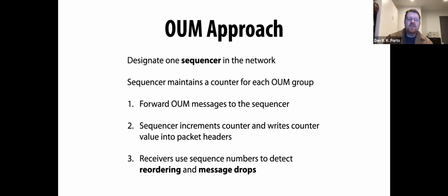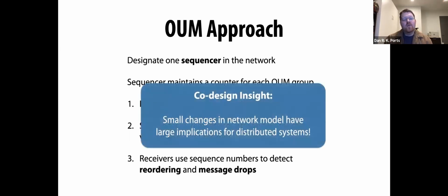So this is a pretty straightforward thing to do, right? It requires keeping a constant amount of state and performing just a simple addition operation. So it's about the simplest thing that we could imagine implementing in a programmable device. But at the same time, it means that we've changed the model of the network from being completely unordered to being ordered but unreliable. And as we'll see, that has a big implication for how we can design a replication protocol.